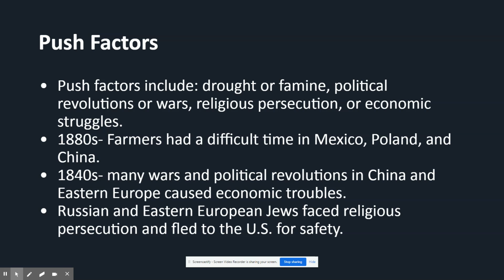Most of Europe is Protestant at the time, and for one reason or another, their ideologies clash with one another. So they are forced to leave Europe.